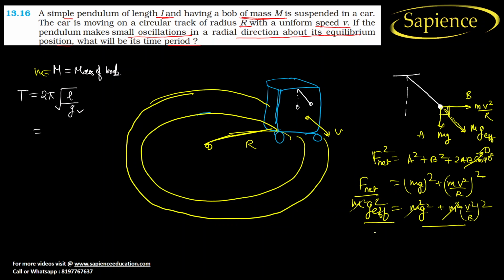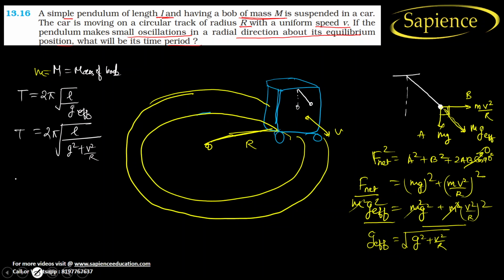Now if we want g effective whole square, so g effective is equal to root under g square plus b square by r. So here we need to put g effective. So time period is equal to 2 pi root under l by g effective, which is g square plus b square by r. So this is the time period, this is the required result. I hope you have understood this case.